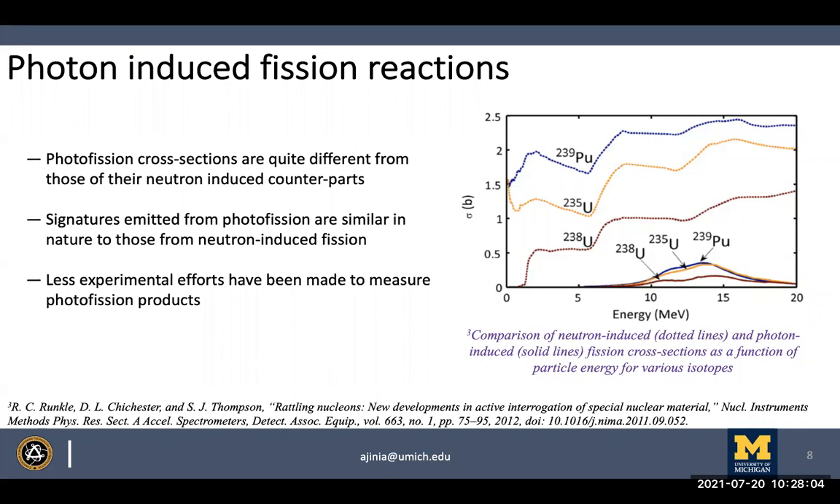Now, because it's a fission reaction, the signatures emitted are quite similar in nature to those from neutron-induced fission. For photon-induced fission reactions, less experimental effort has been made to measure photofission products, but I feel that this is changing now, because a lot of researchers are coming up with very smart ideas to make photofission a more practical solution, and trying to build in-field photon active interrogation detection systems. So photon active interrogation is a very upcoming, emerging research area. And before I move into the next topic, I want to take a pause and see if there are questions from the audience.